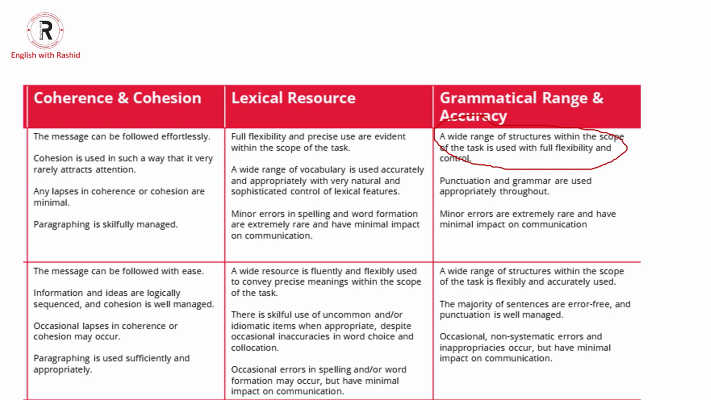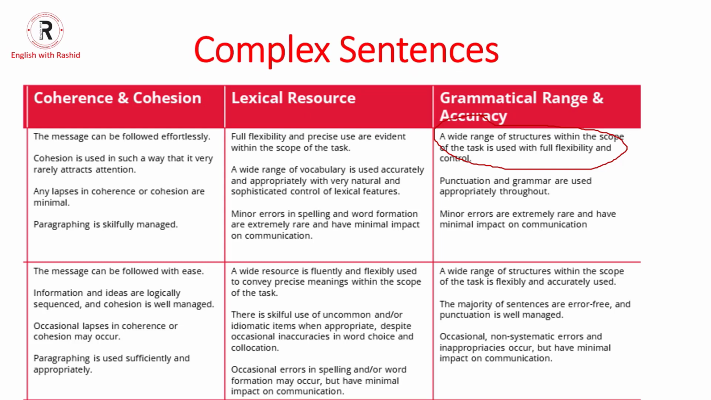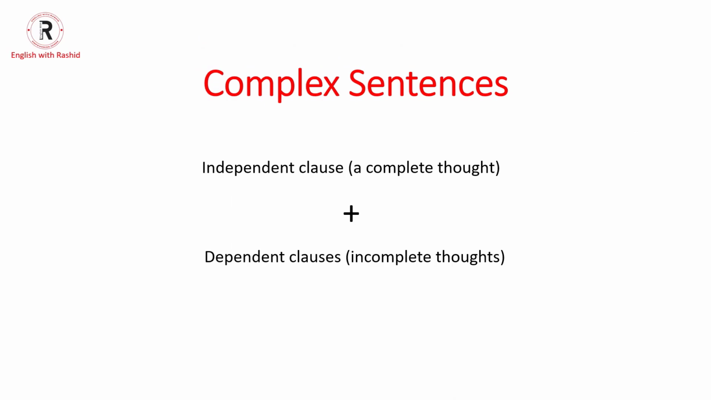So what exactly are complex sentences? For this, we need to understand the types of clauses, dependent and independent clauses. Well, in simple terms, a complex sentence is formed by combining an independent clause, which means a complete thought, with one or more dependent clauses, which are incomplete thoughts. This combination creates a sentence with more depth and complexity.